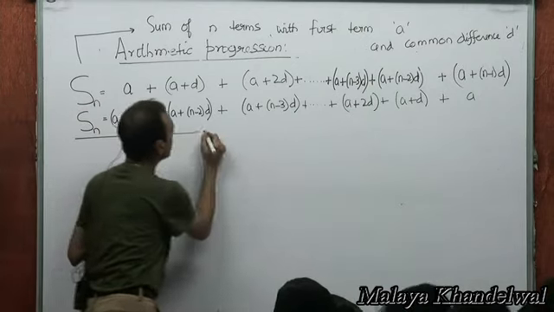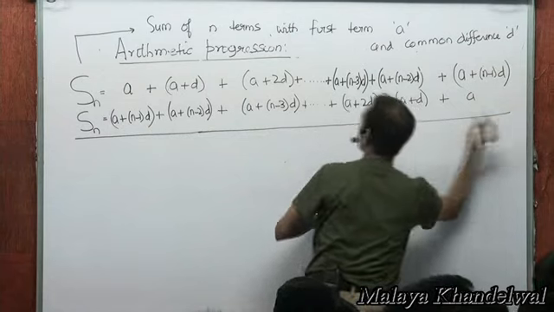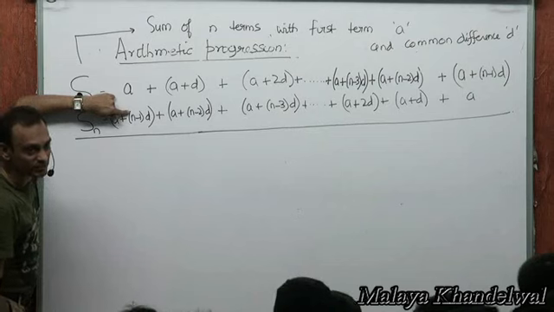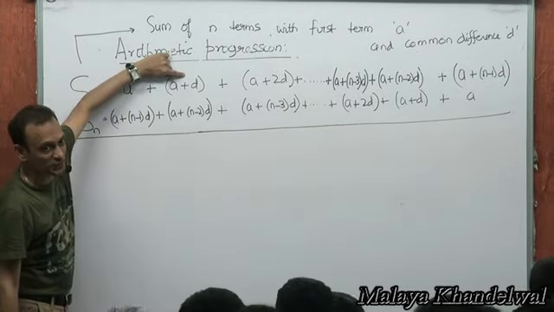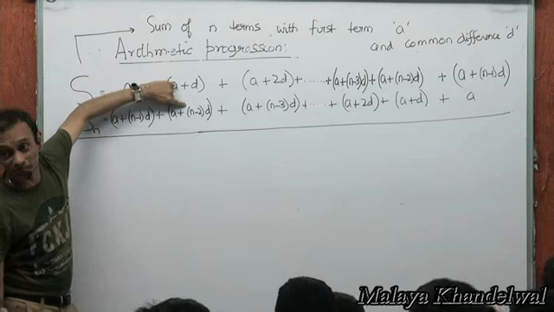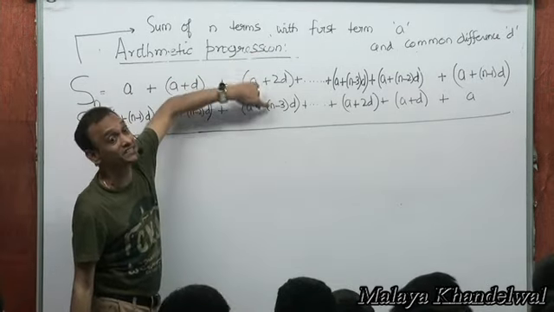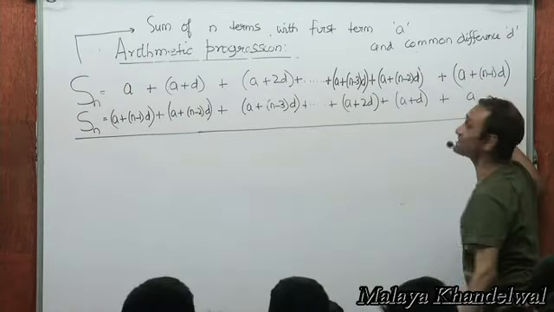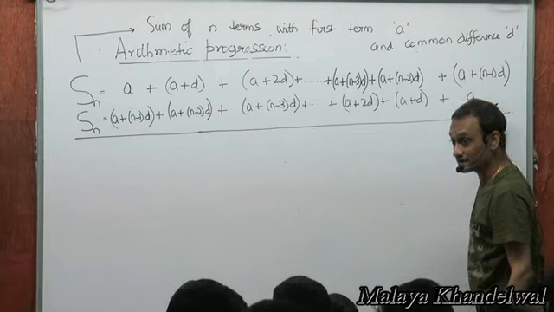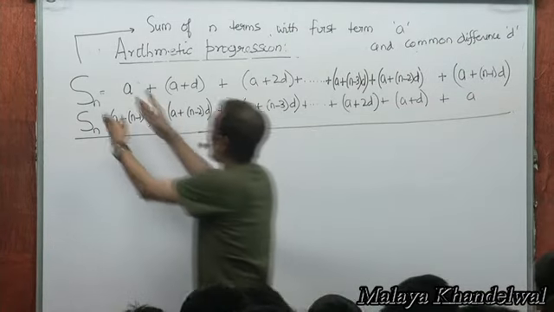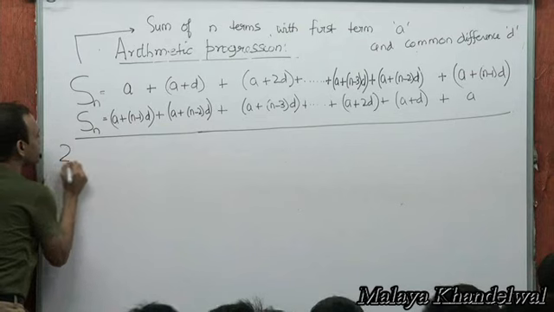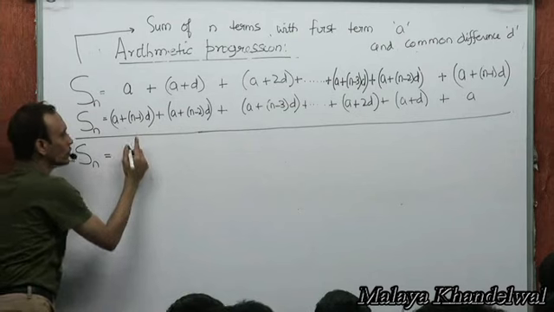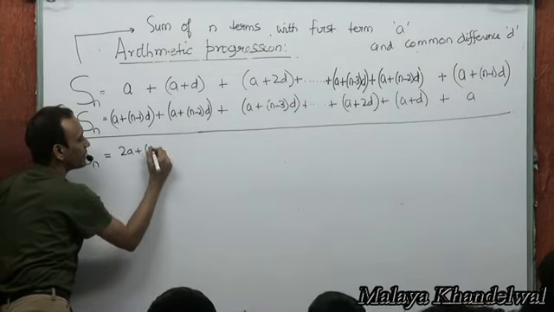Now, actually this was the first term of the sequence, this is the last term of the sequence. This is the second term of the sequence, this is the second last term of the sequence. This is the third term of the sequence, this is the third last term of the sequence. Yes or no? This is the last term of the sequence, this is the first term of the sequence. Clear? Now if I add these two vertically, 2 times Sn equals, if I add these two, what do I get? 2a plus n minus 1 into D.